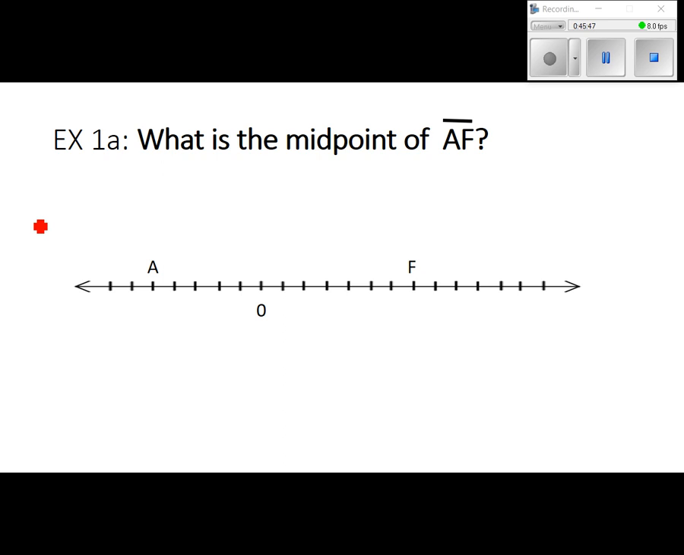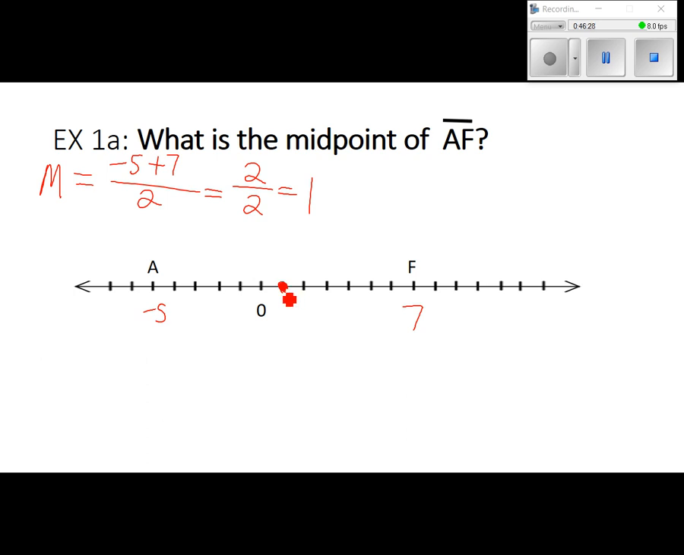AF, real quickly, somebody help me out, what's coordinates of A? -5. What's coordinates of F? We want to find the midpoint. So -5 plus 7 divided by 2. What's on top? 2. On bottom? 2 divided by 2. So 1. We're saying that that point right there, and again, check your answer to just look at it and see if they give you this.